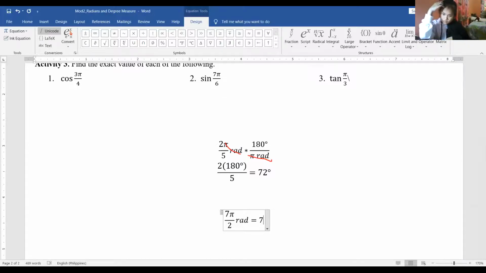If you are going to convert radians to degree measure, it's just as if the pi is replaced by 180 degrees. Just like in the example here, the pi was just replaced by 180 degrees. No need for a complex solution. You just have to multiply 7 by 180 and then divide it by the divisor, which is 2. So the answer is 630 degrees.